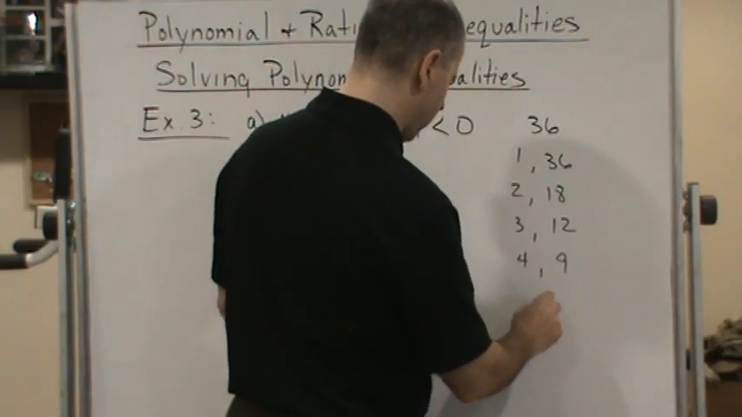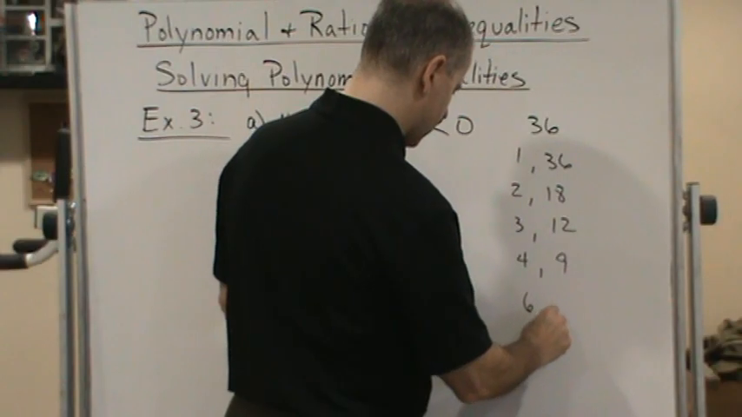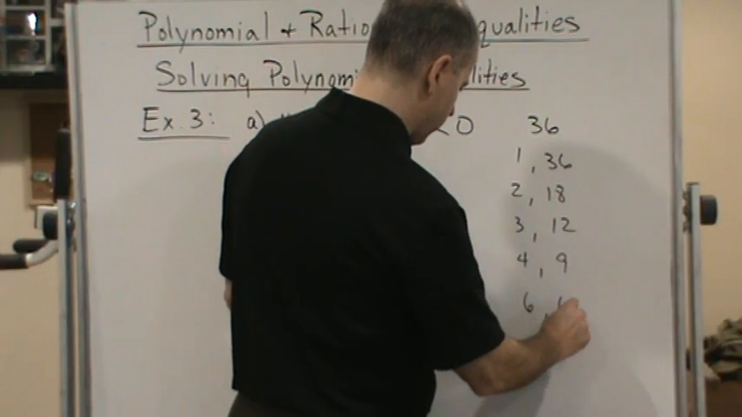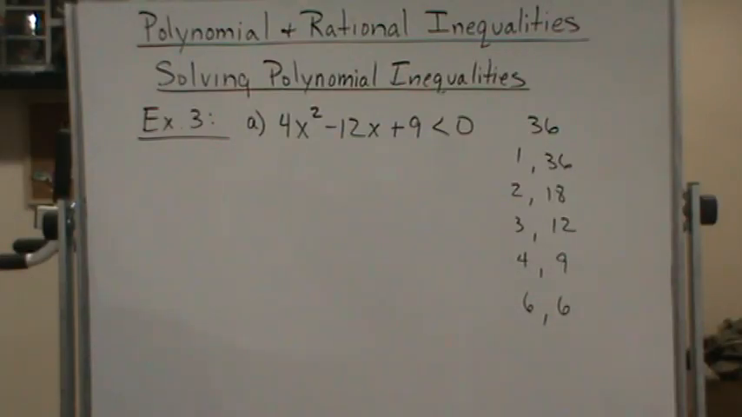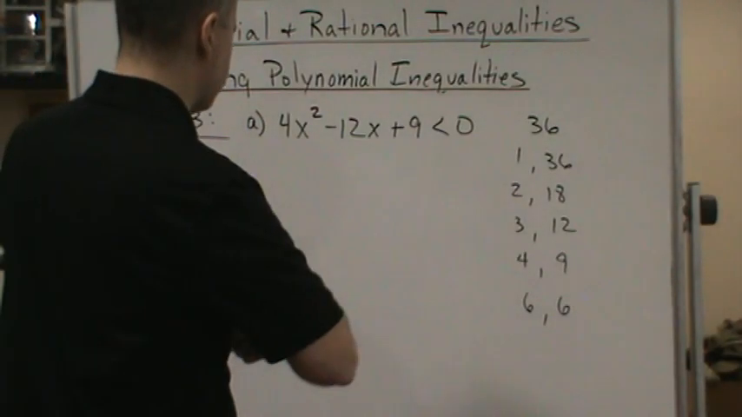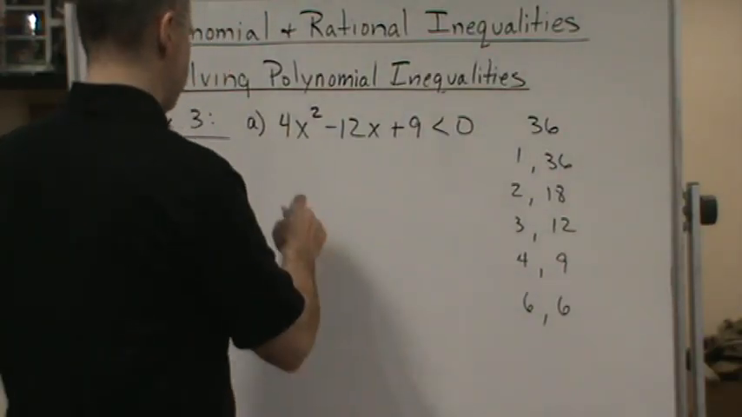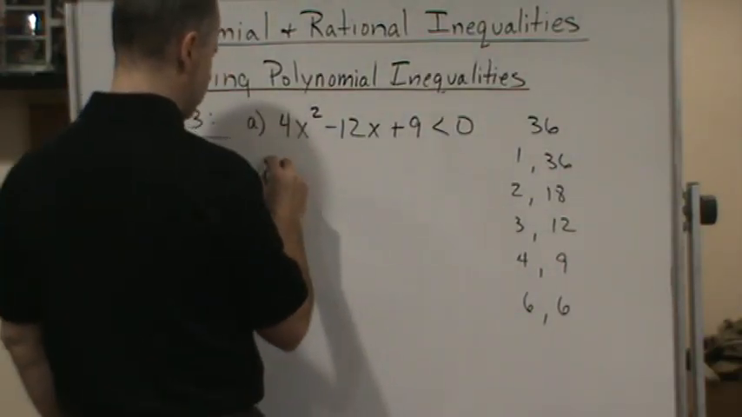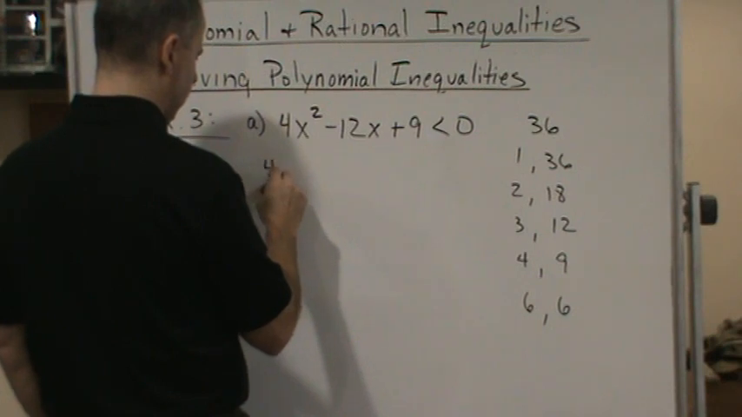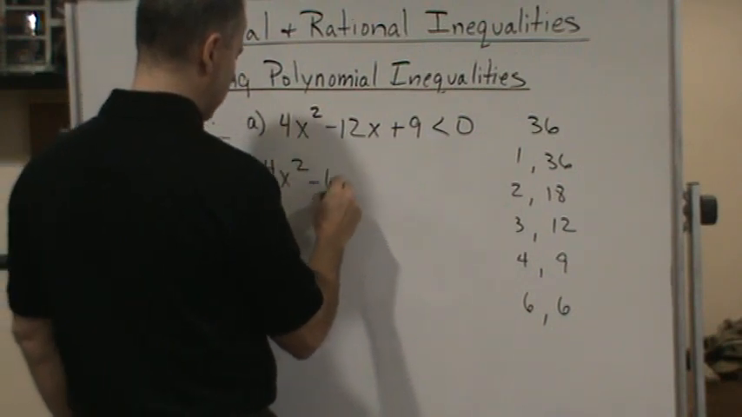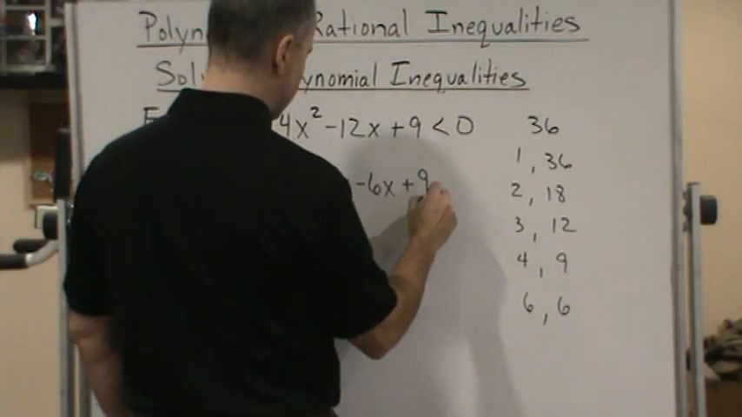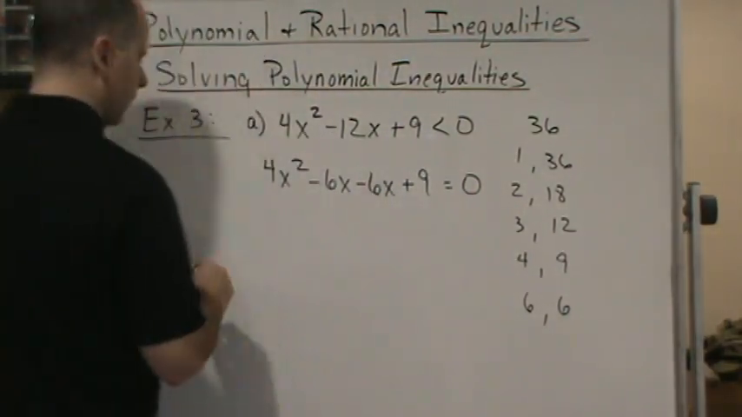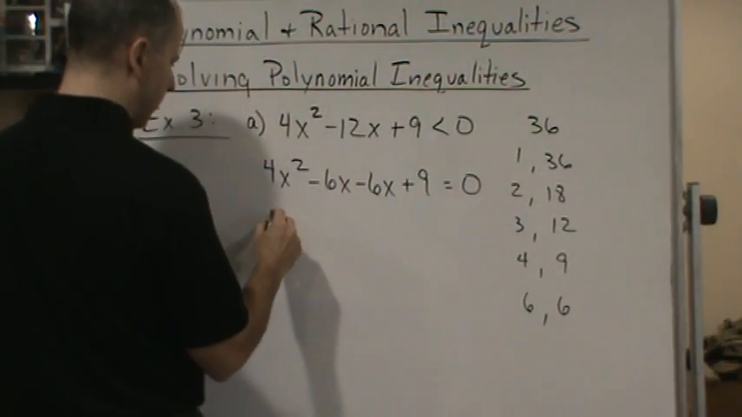Oh, hold on, let's see, 6. Oh, here we go, 6 and 6. Yeah, 6 and 6 will work. So -6 and -6. So let's do that. That'll give us 4x squared minus 6x minus 6x plus 9 is equal to 0. And then of course we factor by grouping.